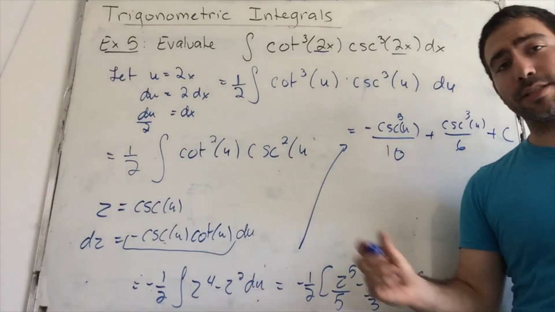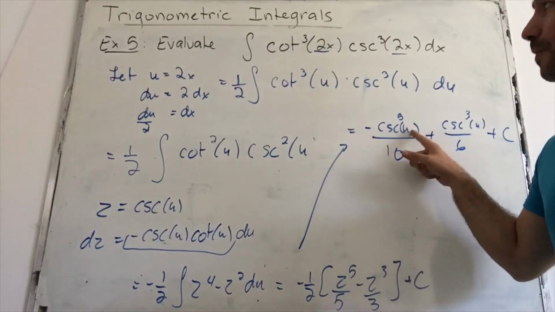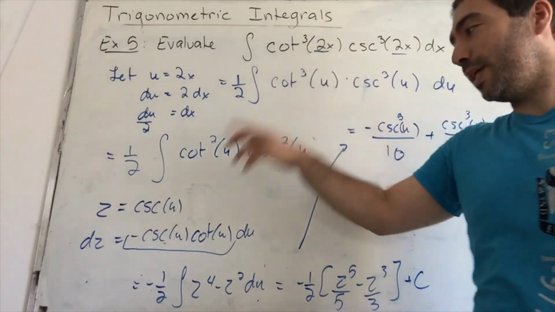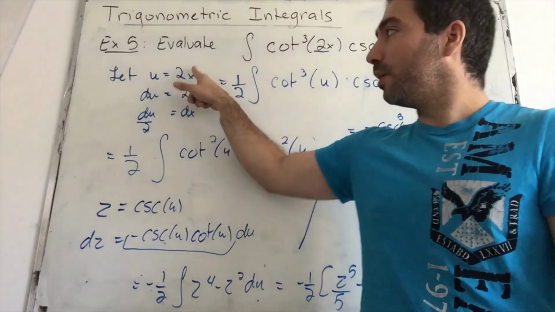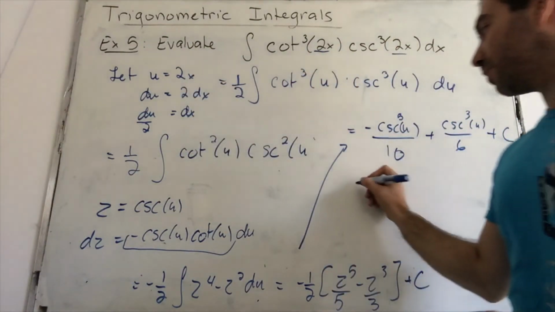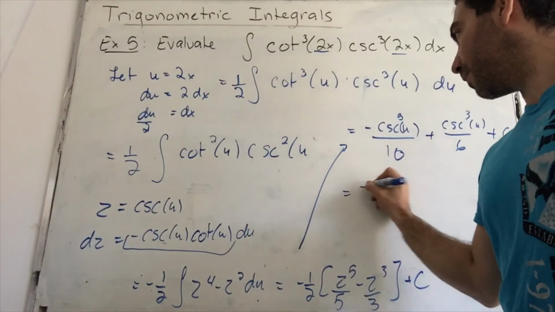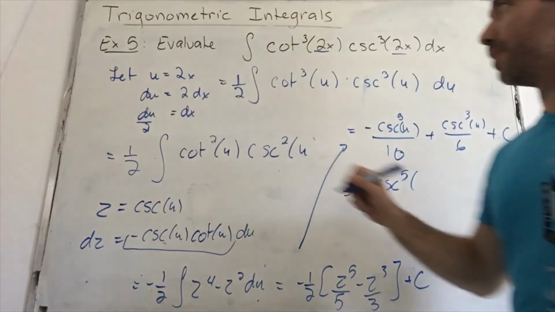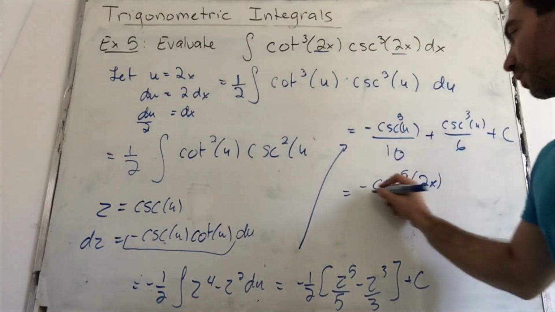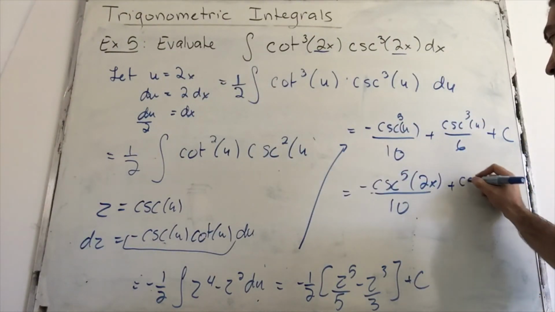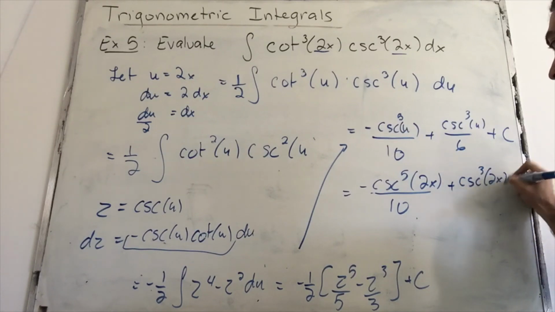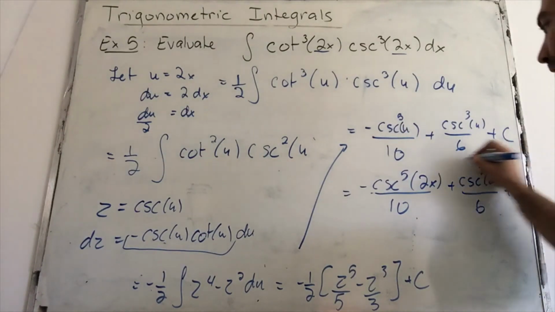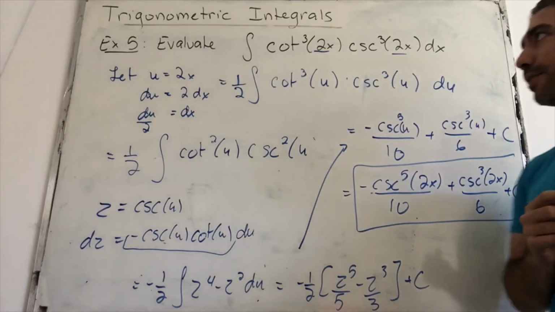If you leave your answer like this, again, it's wrong because we didn't start in terms of u. We started in terms of x. So we have 2 substitutions to go back through. So you have to bring back the 2x as well. So this is negative cosecant to the 5 of, not u, but u is equal to 2x. We start in terms of x, we finish in terms of x. Over 10 plus cosecant cubed of 2x over 6 plus c, and this is the final answer.